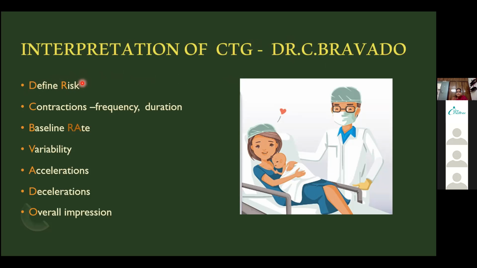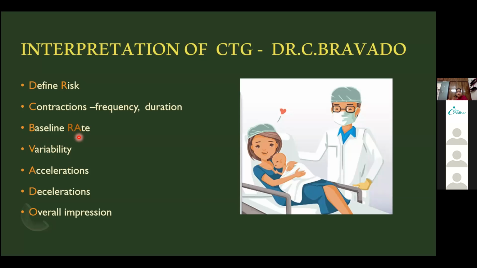Patient has IUGR, patient is a diabetic, patient is a hypertensive, she has PROM, she has fever. Whatever the risk factor, you have to write. Then look at the contractions. Is she in labor? There are no contractions. She has regular contractions. Just look at the frequency and the duration of the contractions. So DRC is finished. Now coming to Bravado.